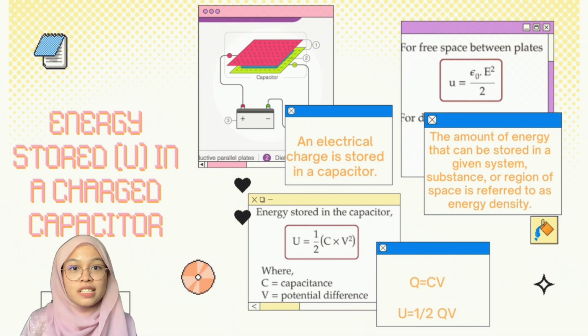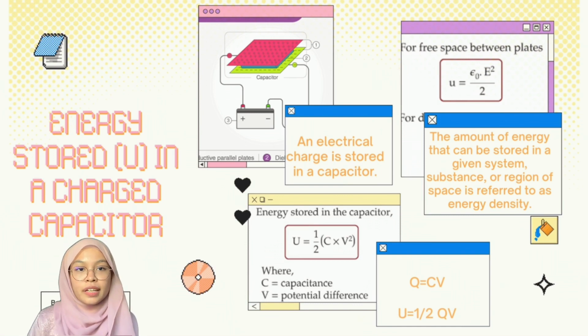So what is electric energy storage? Electric energy storage is energy that is stored in a charged capacitor, and the symbol for the energy stored is the capital letter U. Energy stored in a capacitor is equal to the work done to charge it. As you can see, the energy stored in a capacitor is given by the equation U equal to half C times V squared, where C is capacitance and V is potential difference. But there is also another formula that can be used for energy storage, which is U equal to half QV, where Q is equal to CV, and the unit for this formula is joule.